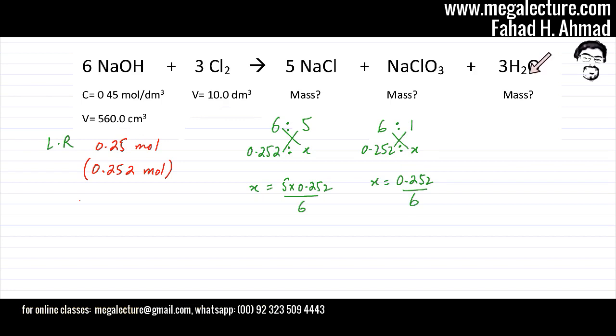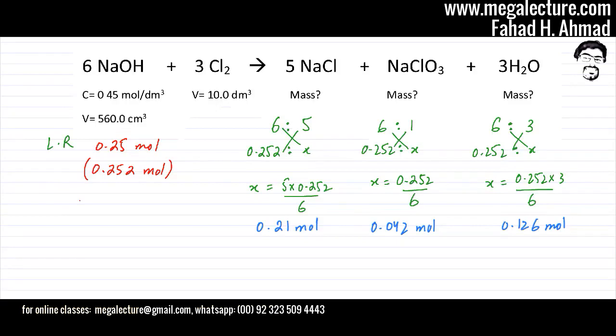And finally we can find the moles of H2O. It's 6 producing 3 water molecules, so it's 6:3, so it's going to be 0.252 moles to x, and again cross multiply. The moles for H2O are going to come out to be 0.252 multiplied by 3, divided by 6. So solving this on my calculator, I get these moles. NaCl is 0.21 moles, NaClO3 is 0.042 moles, and H2O comes out to be 0.126 moles.